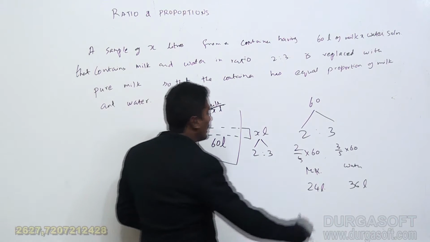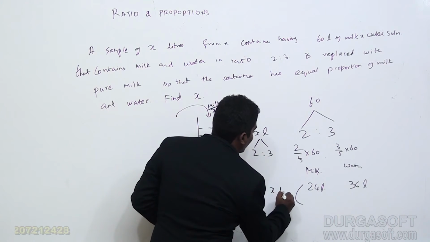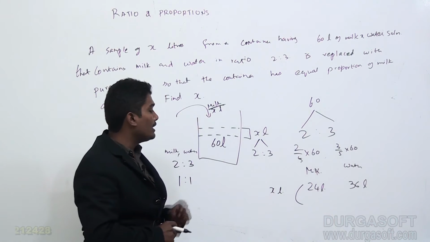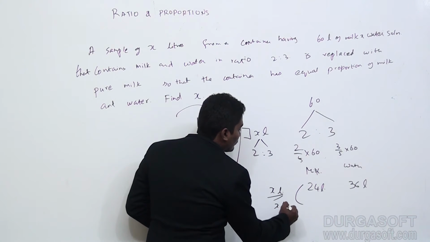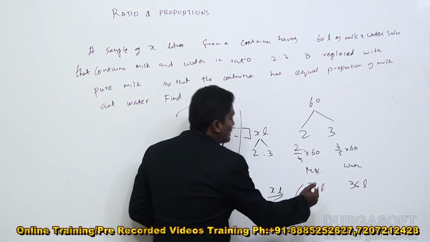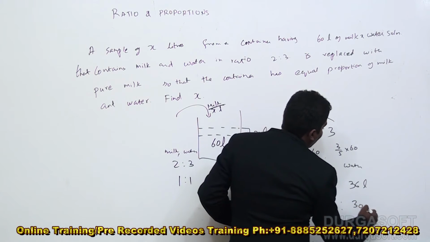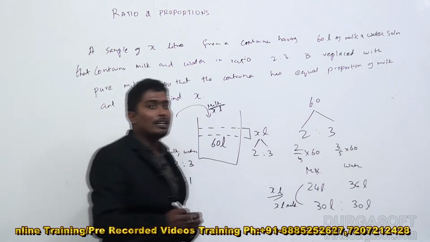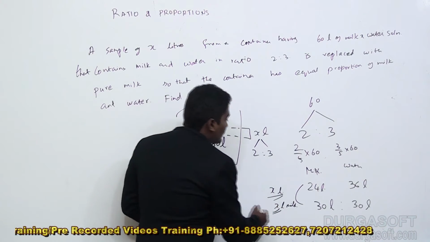In other words, I remove X liters in total, and after removing X liters I will add X liters of milk. After adding X liters milk, I will have 1:1 ratio, which means 30 liters milk and 30 liters water. I will need to find the value of X.